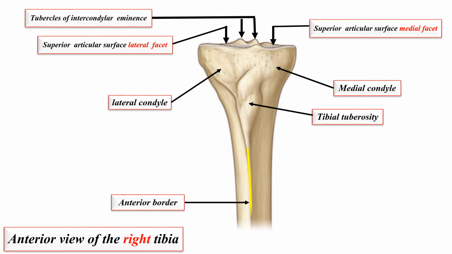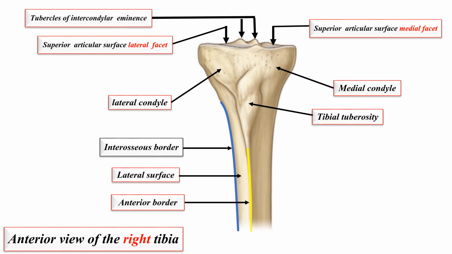This is the anterior border of the shaft, and this is the interosseous border. Also, it is called the lateral border. Between the anterior border and the interosseous border, this is the lateral surface. Also, it is called the extensor surface because it provides an origin for the extensor muscle.